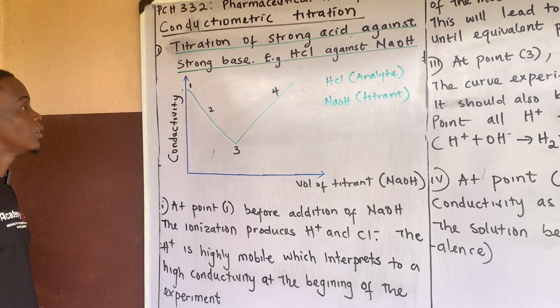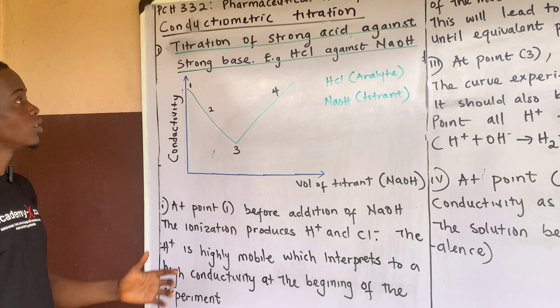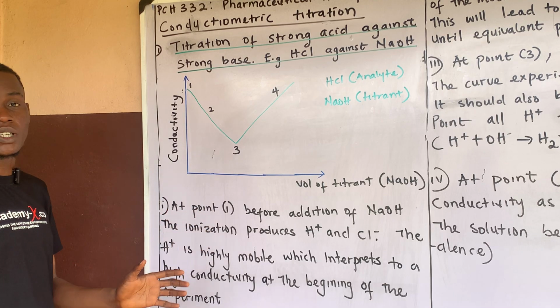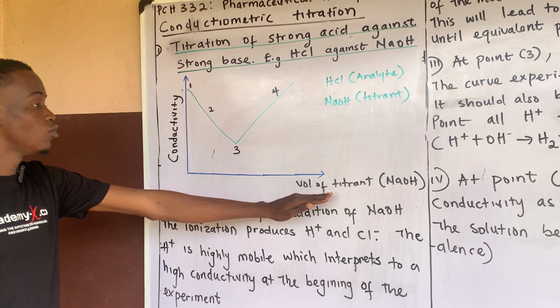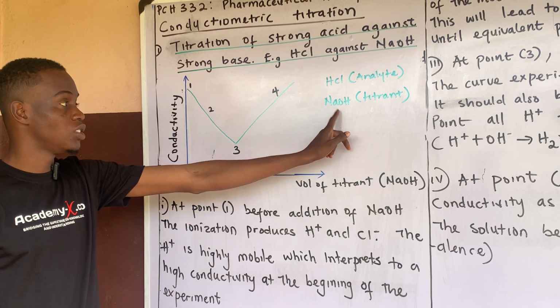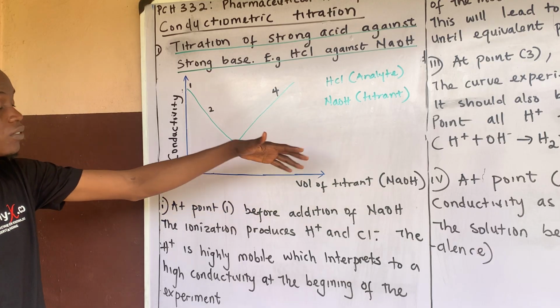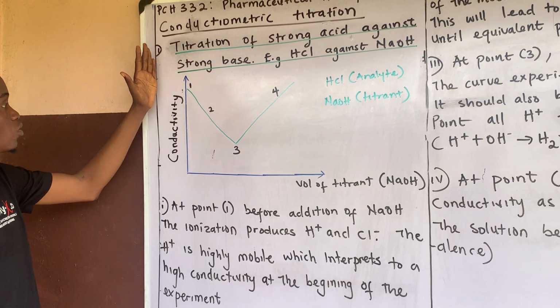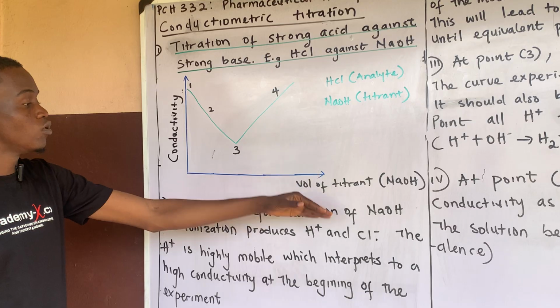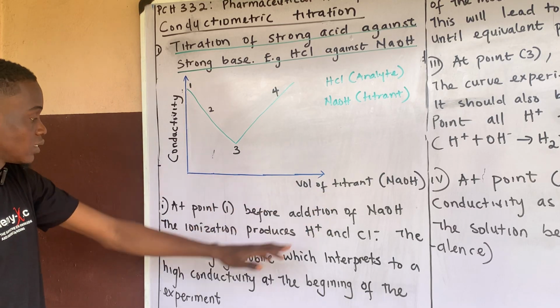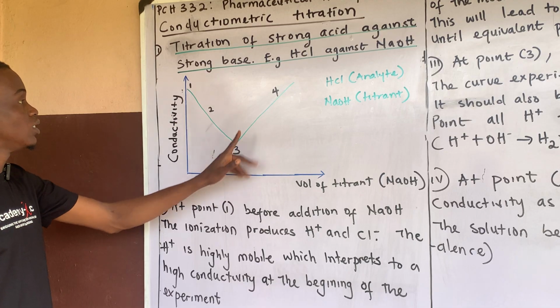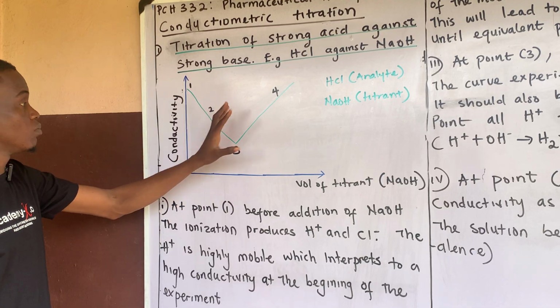If you're plotting your conductometric graph, you should note that you have your conductivity against volume of titrant, which is NaOH, or whatever solution it might be. So it goes conductivity in the y-axis, and volume of titrant in the x-axis. Now we'll be interpreting what these points mean.